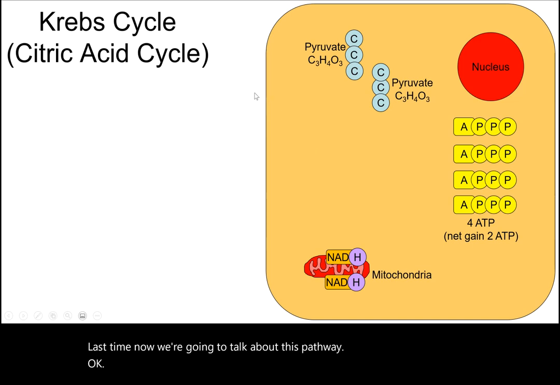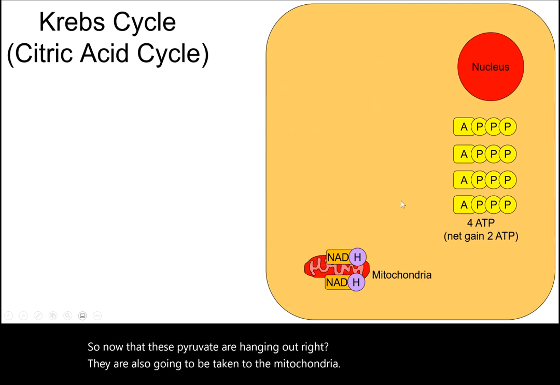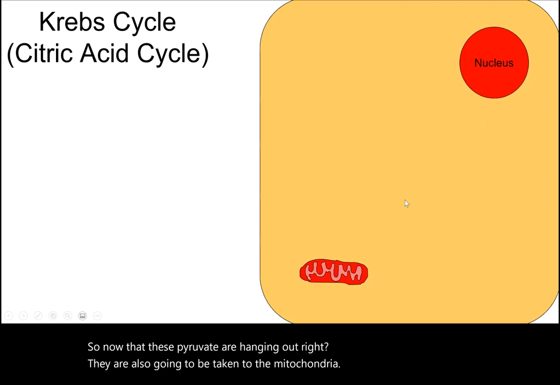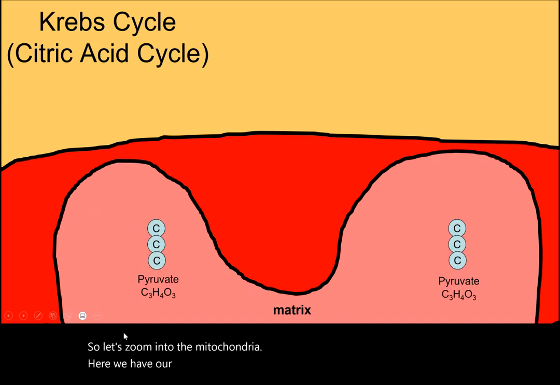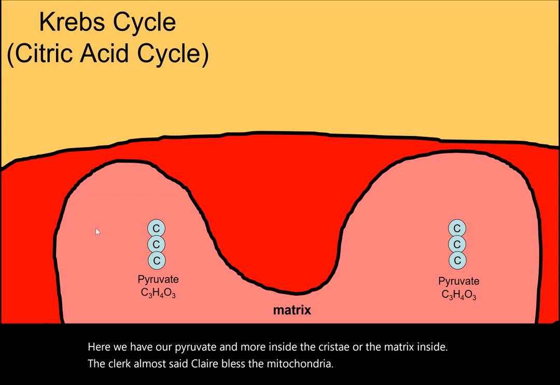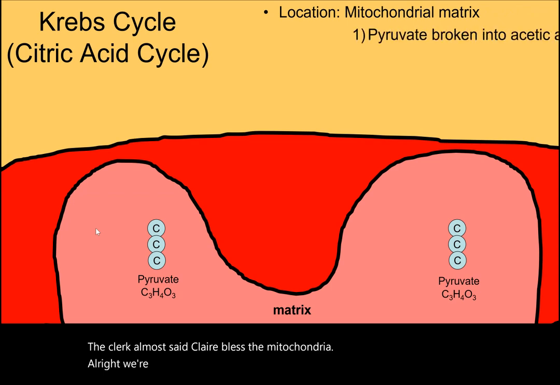All right. So let's start with the Krebs cycle, otherwise known as the citric acid cycle. Now that these pyruvate are hanging out, they're also going to be taken to the mitochondria. So let's zoom into the mitochondria. Here we have our pyruvate, and we're inside the cristae or the matrix inside the, I almost said chloroplast, the mitochondria. All right, we're in the mitochondrial matrix.